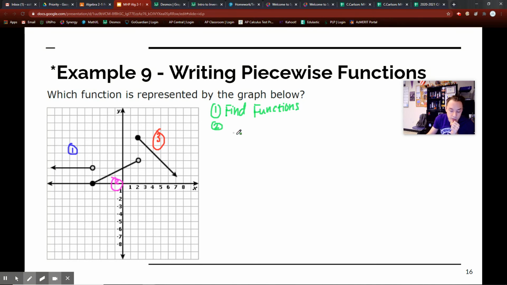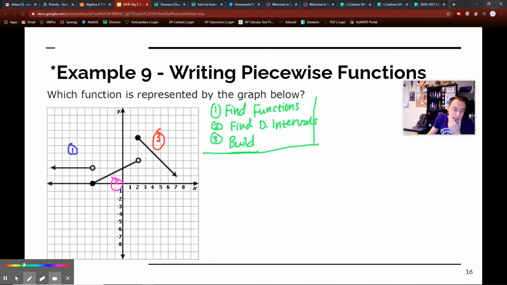Second step you're going to do is you're going to find domain intervals. Okay? That's your restrictions. Third step you're going to do is you're going to build your actual piecewise. Okay? So let's keep those in mind. Let's build our actual piecewise. Ready? So first things first, what's my first function?